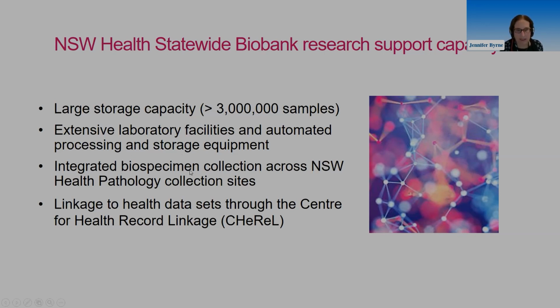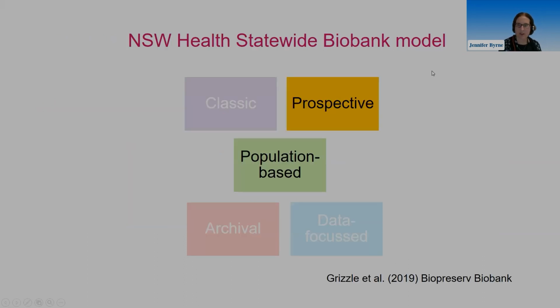We offer integrated biospecimen collection across the state through the New South Wales Health Pathology Network, which is our statewide pathology service. And we also offer linkage to health data sets through the Centre for Health Record Linkage, which is another New South Wales state asset. We largely operate through a prospective model. So we have very few established collections here. We largely work with researchers to collect the samples that they need.